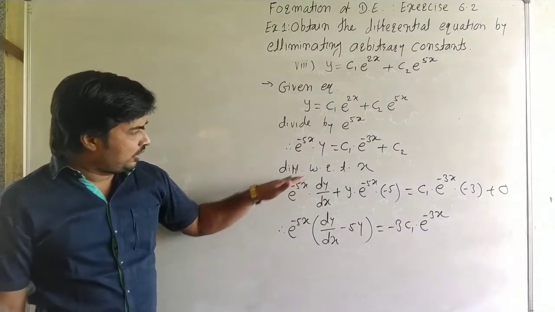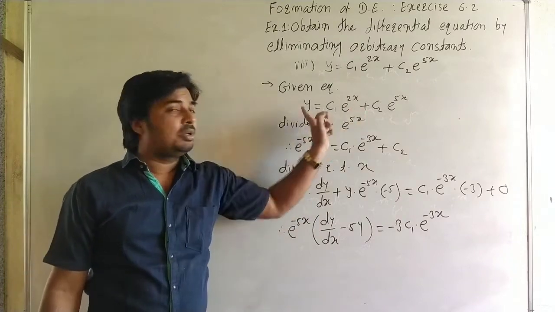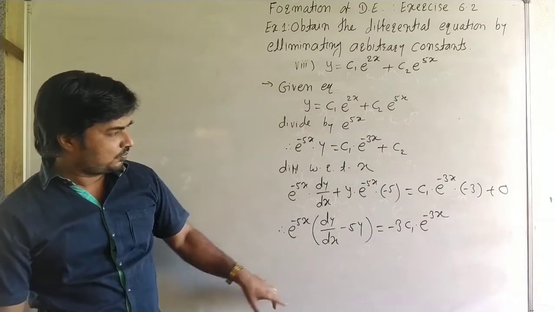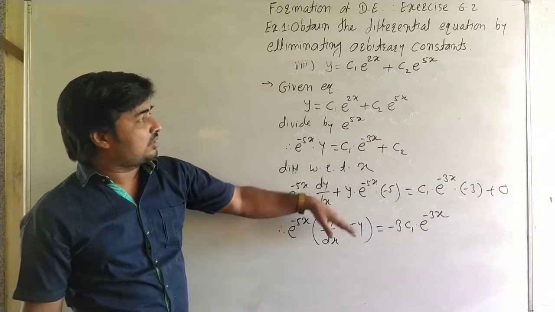Now here we have differentiated only once. Now again differentiate, because there are two arbitrary constants. Again differentiate, here it is arbitrary constant c1, apply the same process.